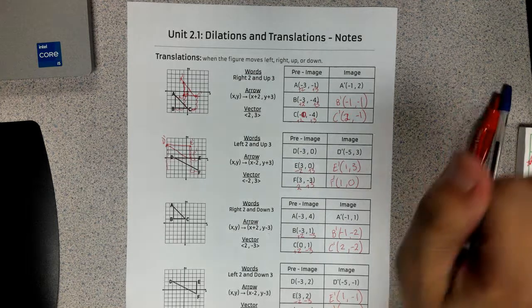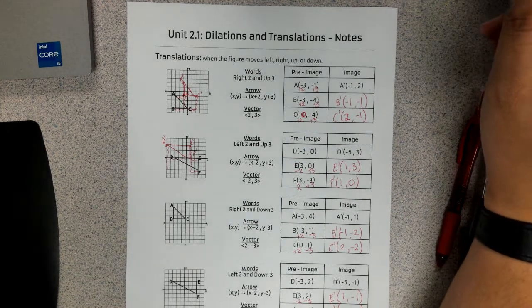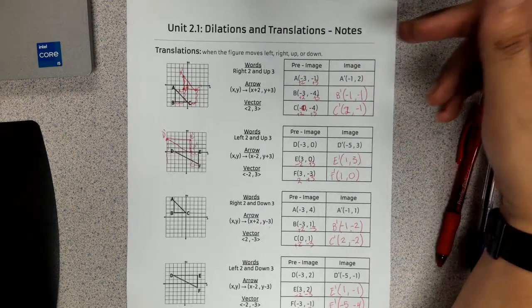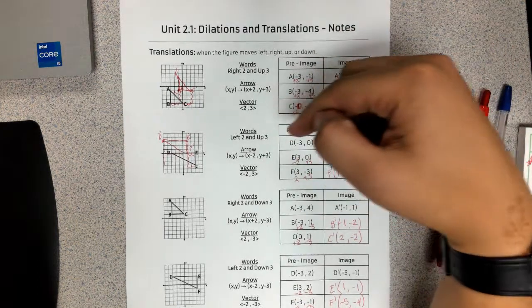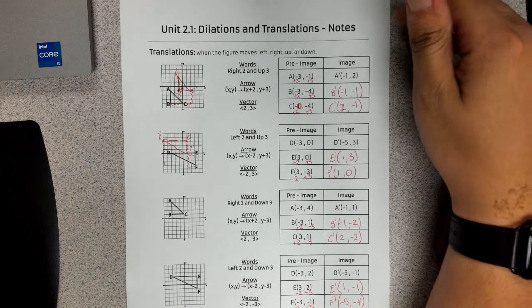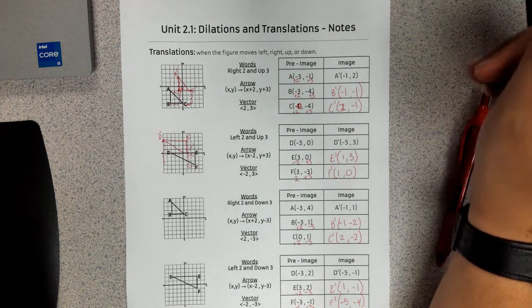And that is how we do a translation by just moving the figure. We take whatever we have in words or arrow form or vector, and we add it to our pre-image in order to get the image.